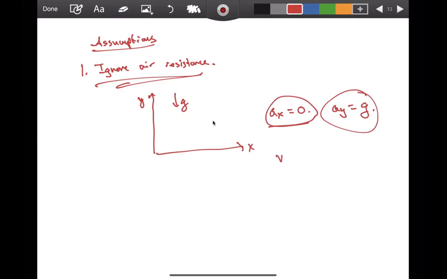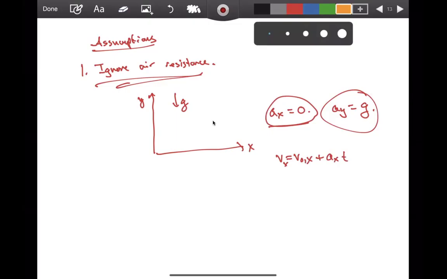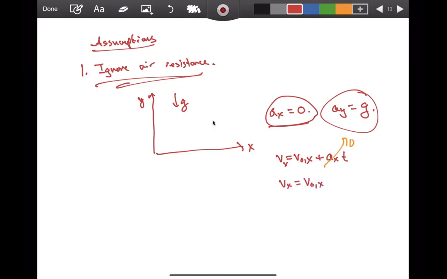So what does that mean? That means that my velocity in the x direction will be equal to my initial velocity in the x direction, plus my acceleration in the x direction times time. But since the acceleration is equal to 0, this means that my final velocity in the x will always be equal to my initial velocity in the x. And I'll draw that in just a second here. Assumption number two is that we're going to ignore the rotation of the Earth.